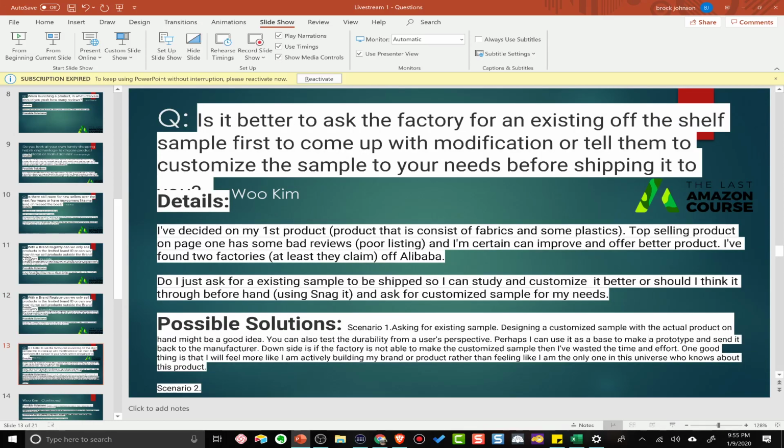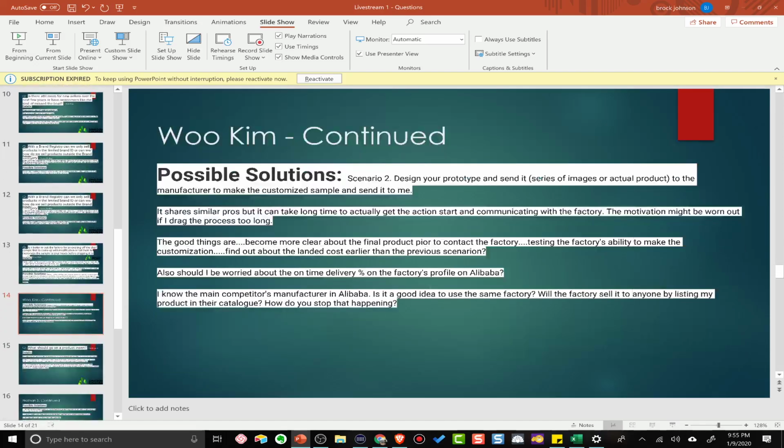Is it better to ask the factory for an existing off-the-shelf sample first to come up with the modifications, or to tell them to customize the sample to your needs before shipping it to them? I've decided on my first product that it consists of fabrics and some plastics. The top selling product has some bad reviews. He's found 2 factories. Do I just ask for an existing sample to be shipped and customize it, or should I think beforehand? Yeah, he has a second scenario too, so if you want to go to the next slide, he has another thing that he could do as well.